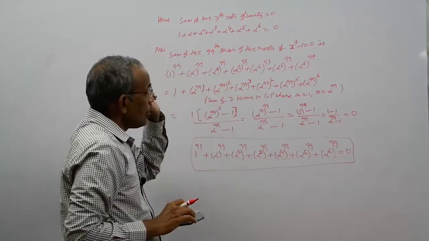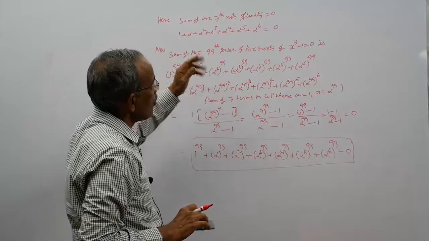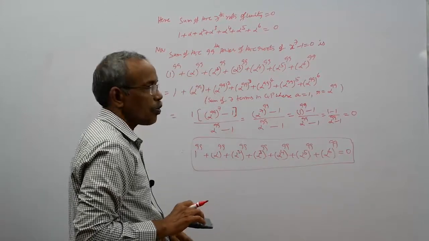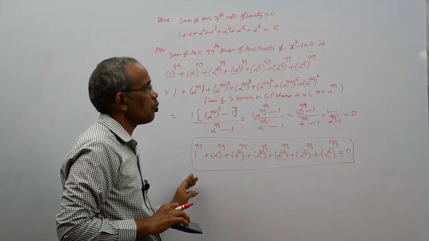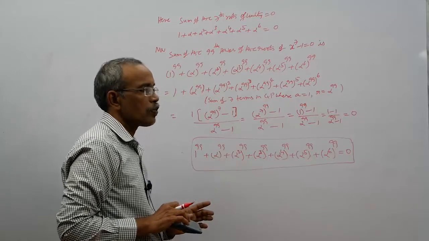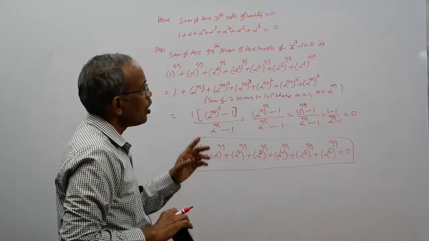Next, we have to deduce that the roots of the equation x power 6 plus x power 5 plus x power 4 plus x cube plus x square plus x plus 1 is equal to 0. దాని రూట్స్ కనుక్కోవాలి మనం.